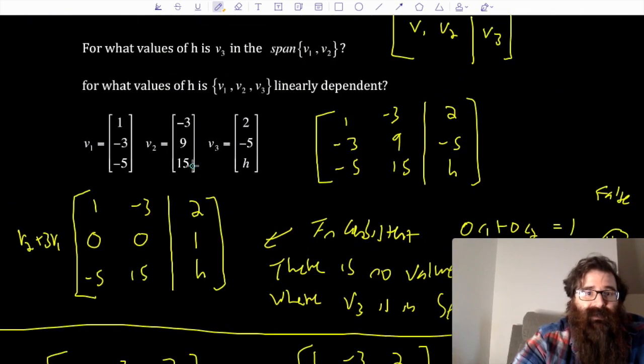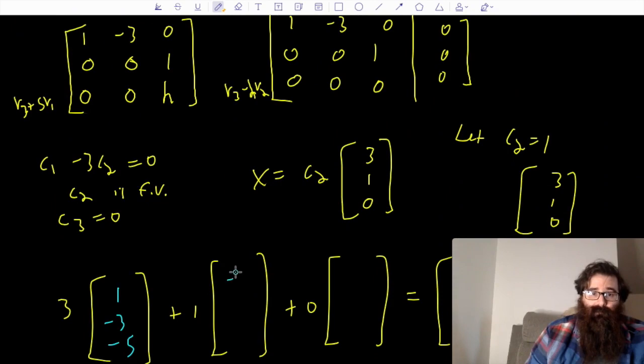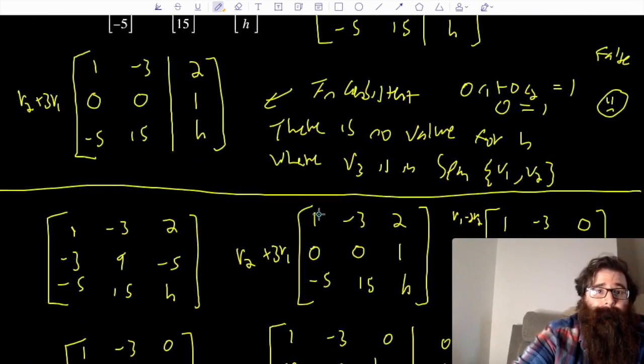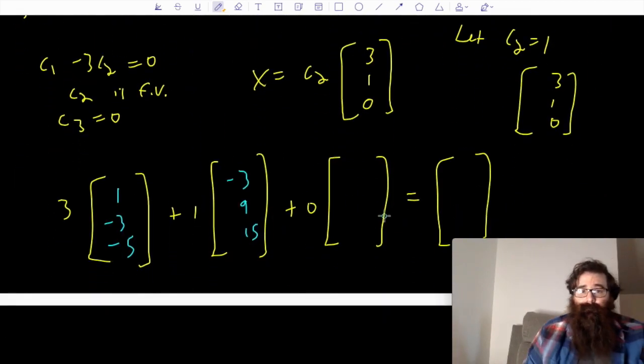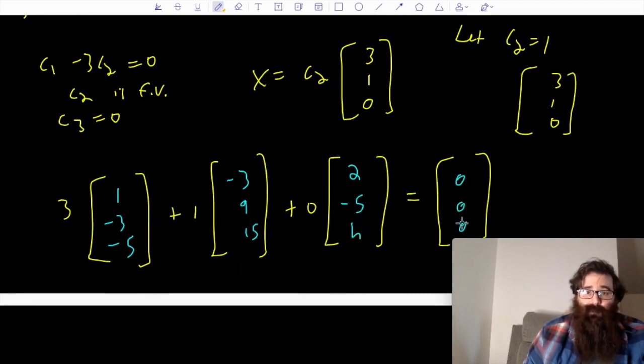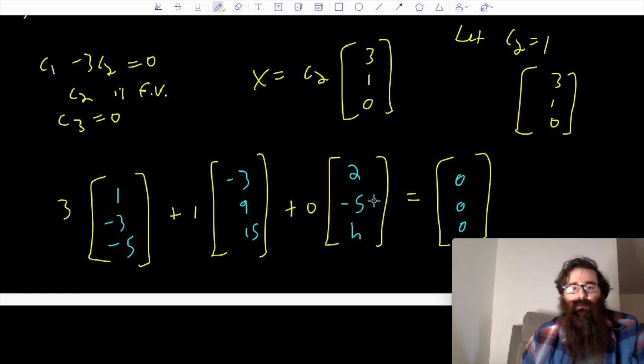Second column, my second vector, negative 3, 9, 15. My third column was 2, negative 5, h. And I'm hoping this gives me the 0 vector out. Does it? Let's check. 3 minus 3 plus 0 is 0. Negative 9 plus 9 plus 0 is 0. Negative 15 plus 15 plus 0 is 0. So it works. But there's actually something special to consider here then.